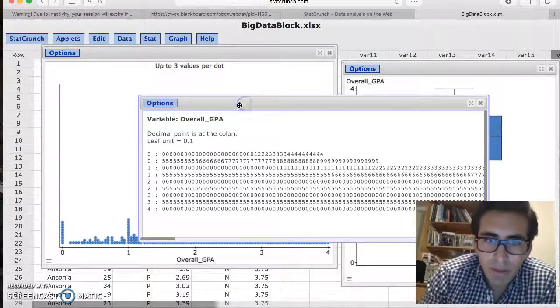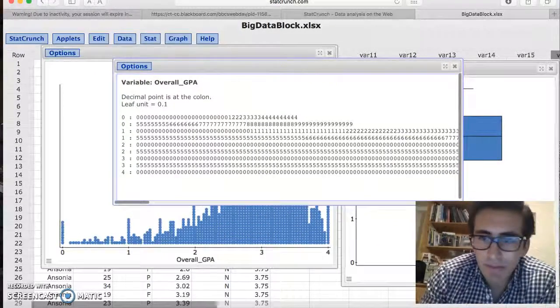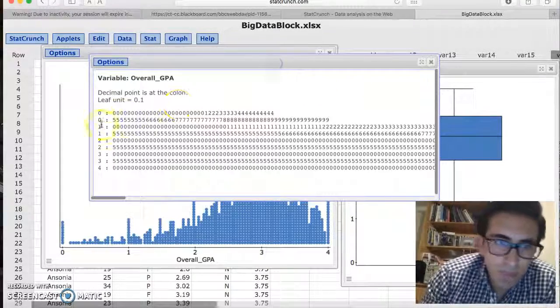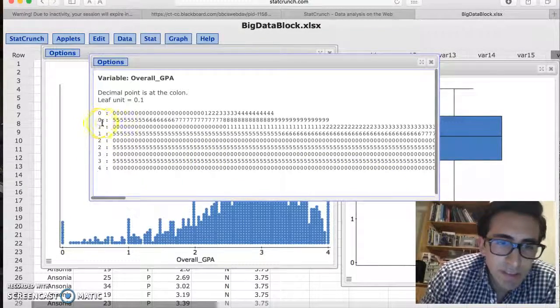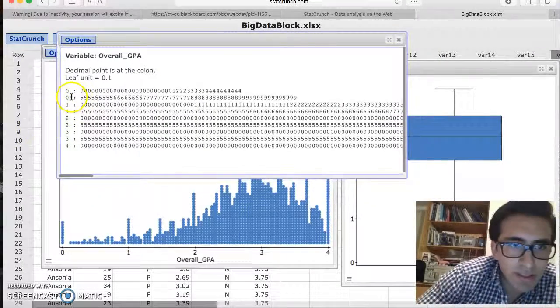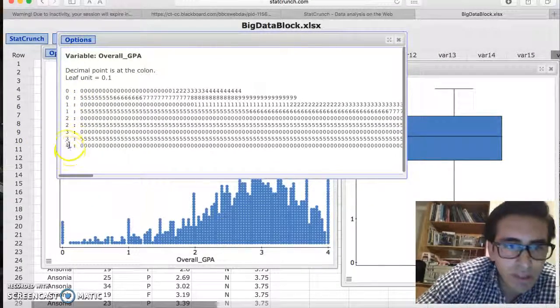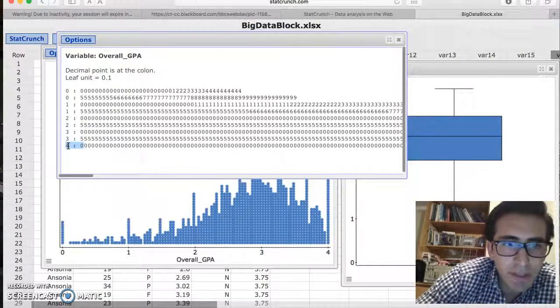Here, this is what we call a stem and leaf graph. The numbers on the left of the dots would be called stems, and then the numbers on the right are leaves. The way to read this is, for instance, we can look at this number right here. This is a 4.0 GPA because the first number is 4 and the second number is 0.